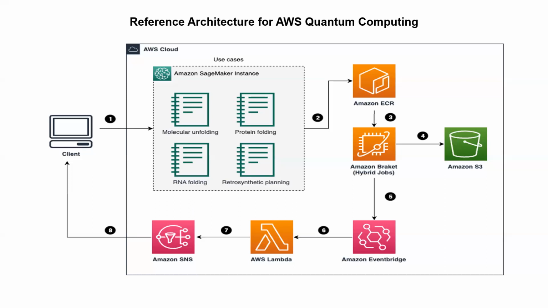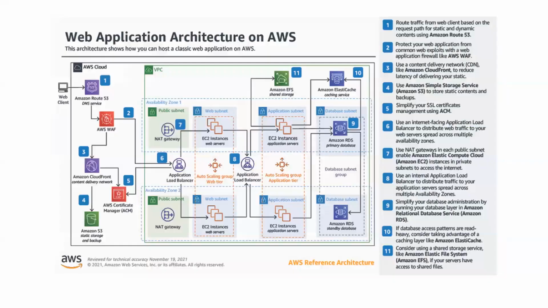SageMaker instances already have molecular unfolding, protein folding, and all the predefined code. They just have to understand the code and run it as per their usage. Okay, so let's jump into another reference architecture.